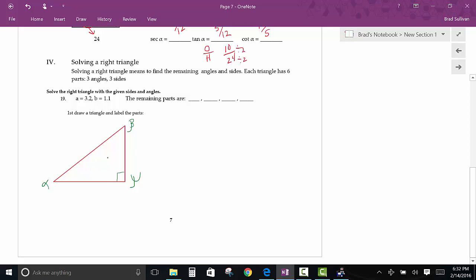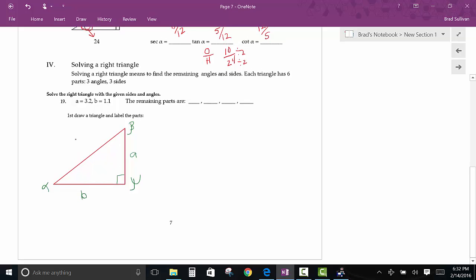Then it goes like this. The side opposite alpha, we use lowercase a. The side opposite beta, we use lowercase b. And then the side opposite gamma, we use c, like that.